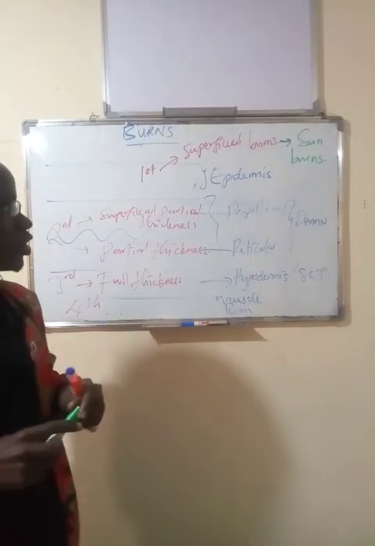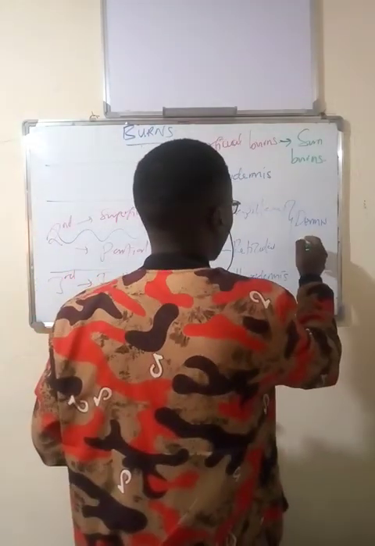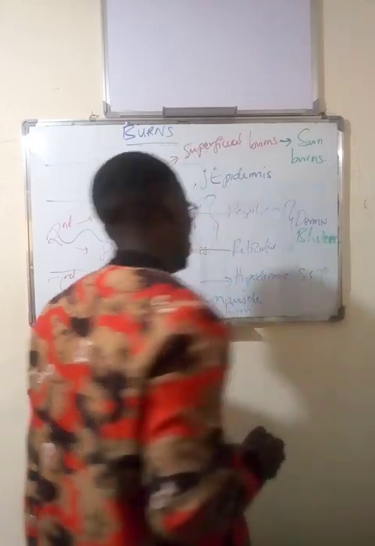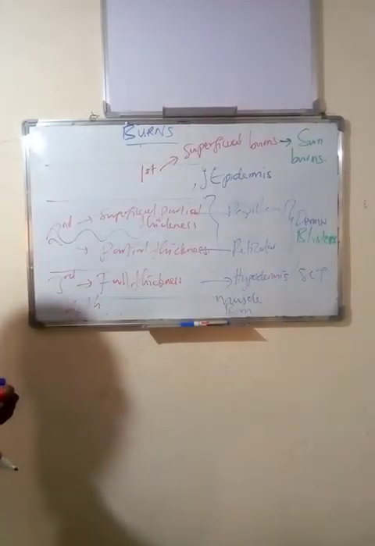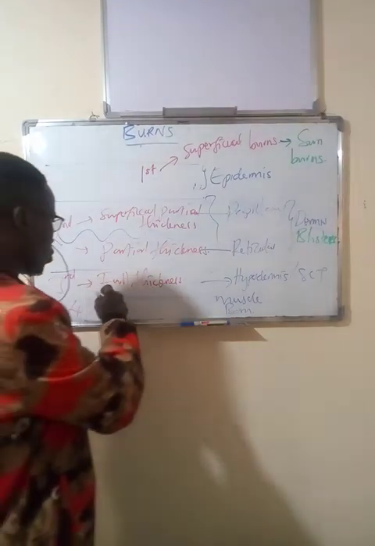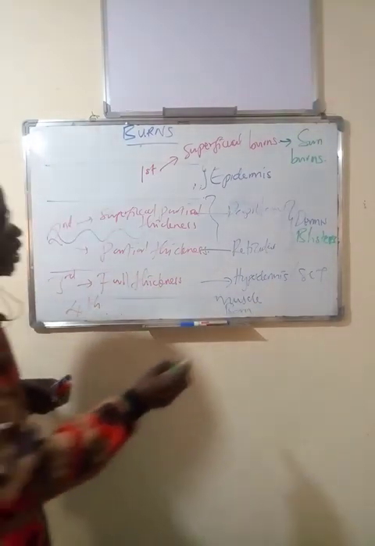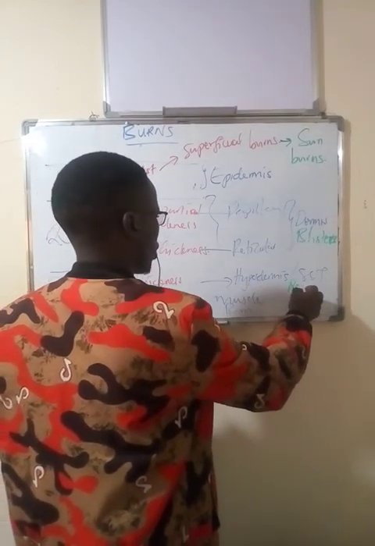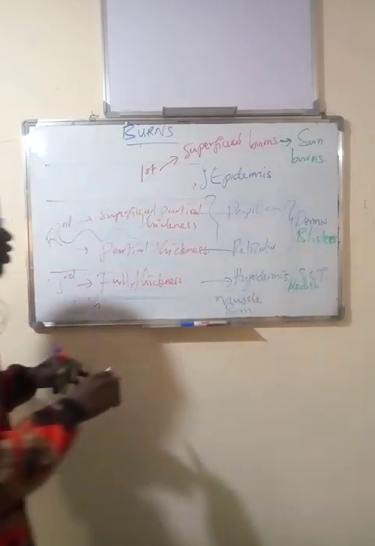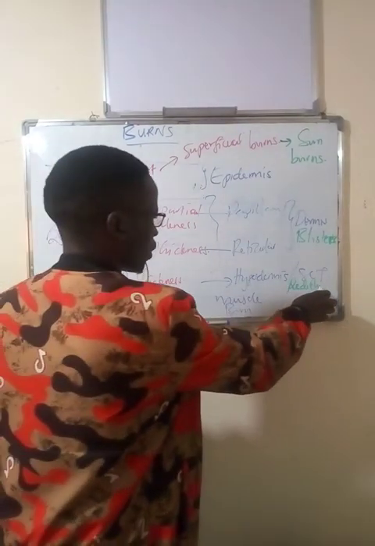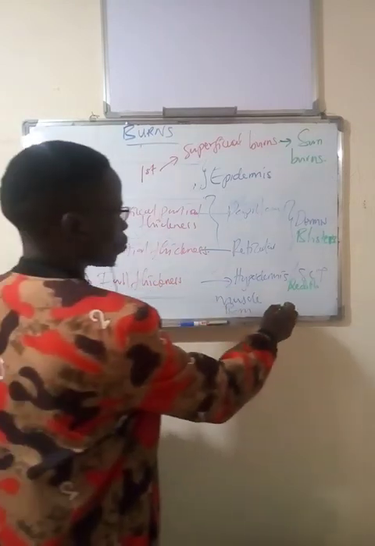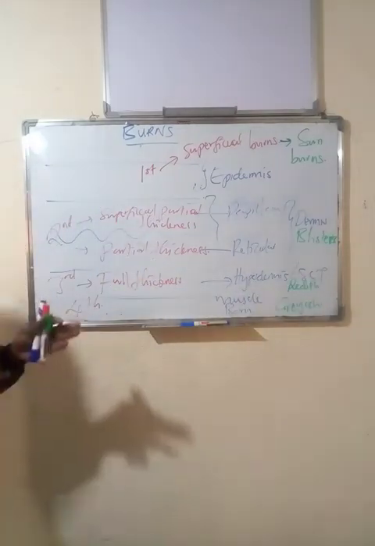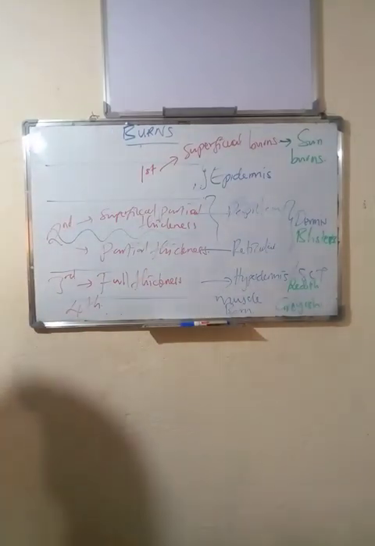Then in second degree burns, this is where you're going to find blisters. Most of the time you find blisters. And in the case of full thickness burns, they appear reddish, as there's no skin. And then these ones are usually grayish in color because of the myoglobin being produced.